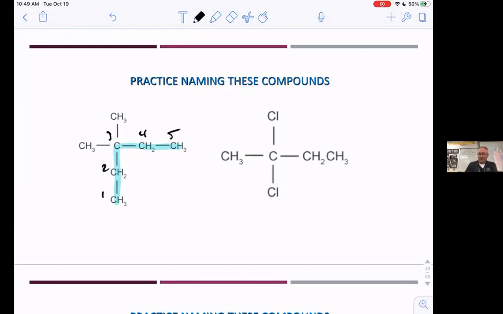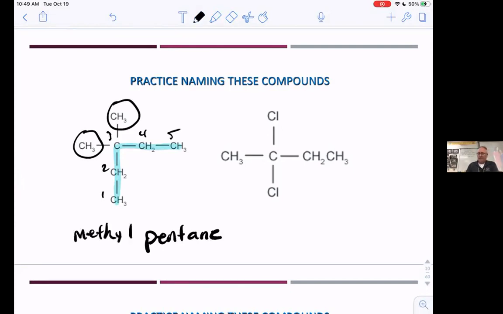So the prefix for 5 is pent. They all have single bonds, so the ending would be ane. And there are 2 things located on it. I like to circle them. There are 2 groups there, and they are methyl groups. So I put methyl in front of the pentane, and then you have to tell me how many methyl groups there are. There are 2. So we would say dimethyl, and you have to tell me which carbons they are on.